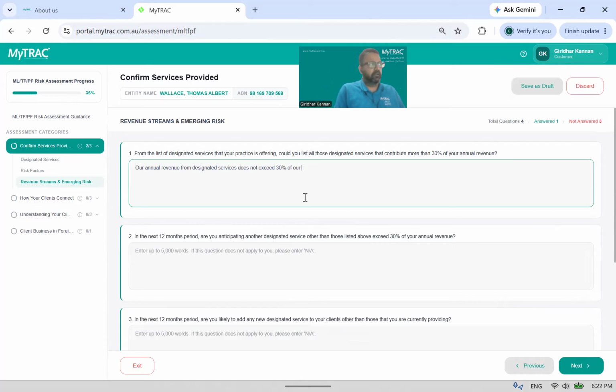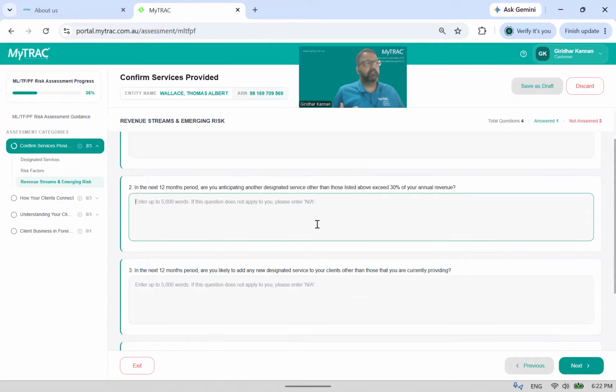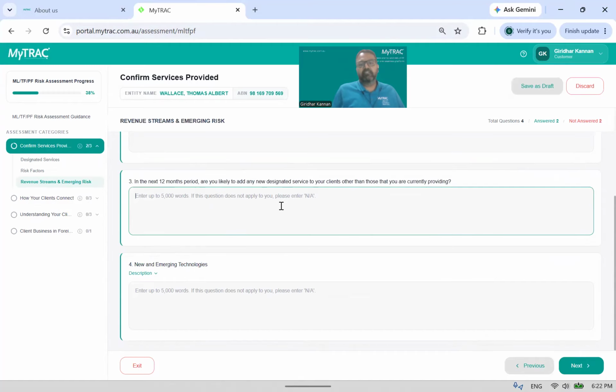The next question is, in the next 12 months, are you anticipating another designated service, other than those above, going up? Do you expect any of the services to reach 30%? If not, just say NA. The next question is, are you likely to add any new designated services in the next 12 months? If you've answered yes to some of those items, do you think you will add any of them in the next 12 months? If you say no, then the answer is no or not applicable.